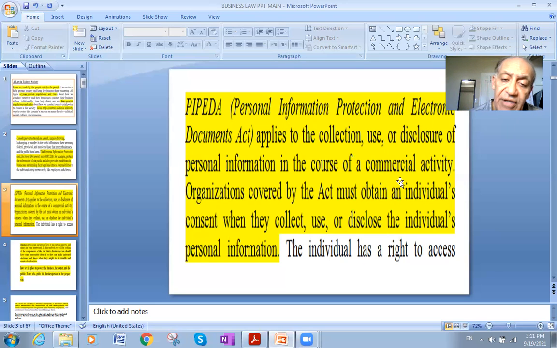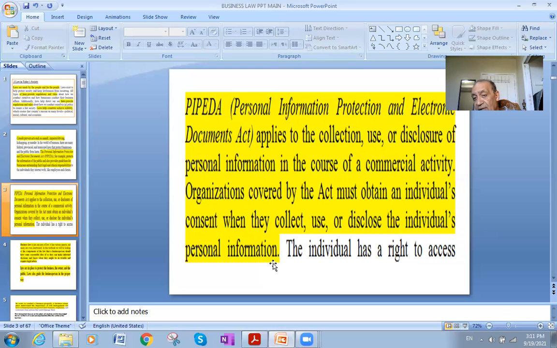In the course of commercial activities we are talking about, an organization covered by the act must obtain an individual's consent when they collect, use, or disclose the individual's personal information. So if you are sharing your information with others, the PIPEDA asks for your consent that you did this willingly, voluntarily, with your own desire to transfer your private information to others.